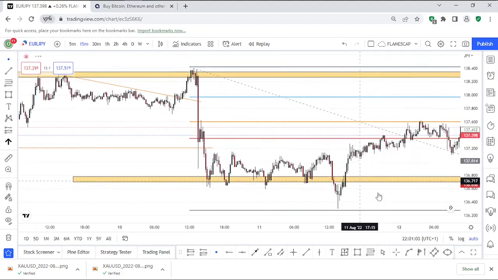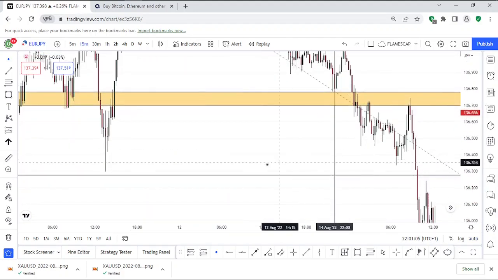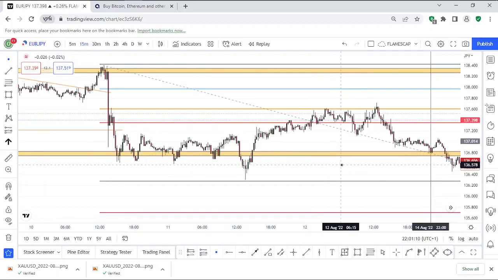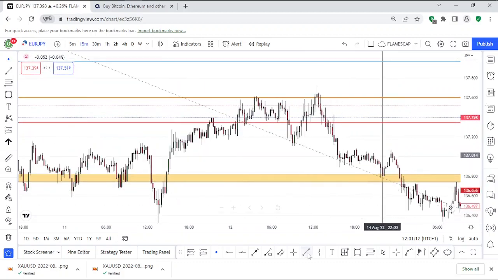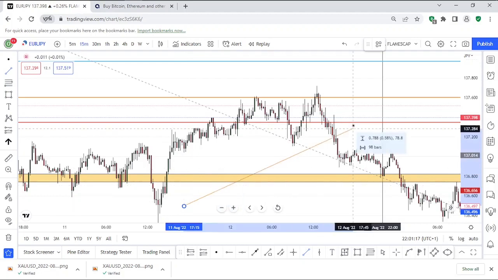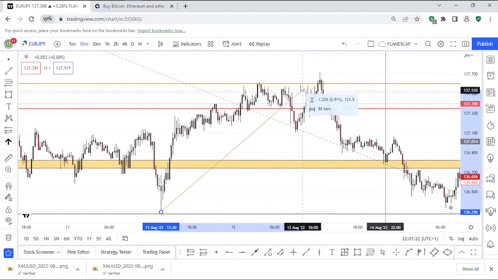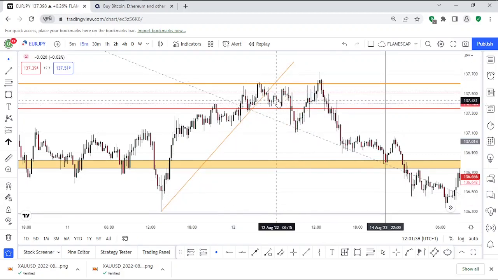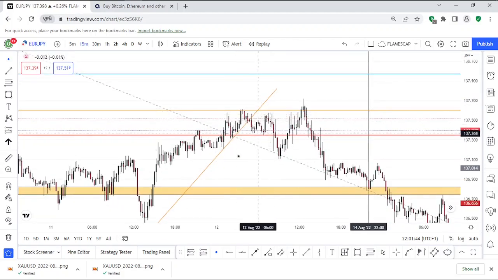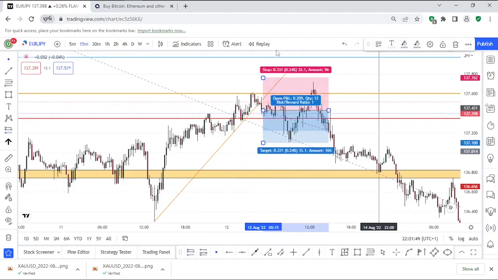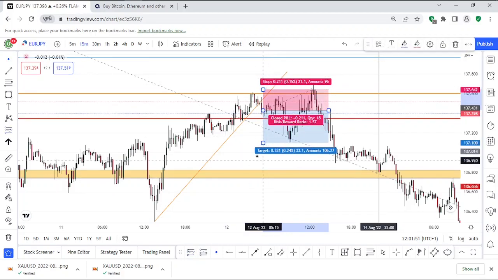You move down to your 15 minutes and you plot your, sorry guys, you plot your counter trend line. So this would have been your major counter trend line, and when the market broke it, you would have entered at this point, with the stop loss above.